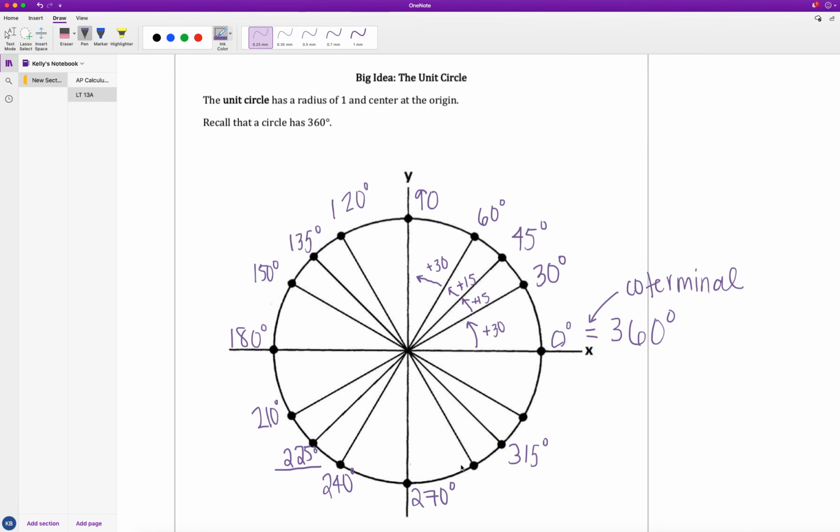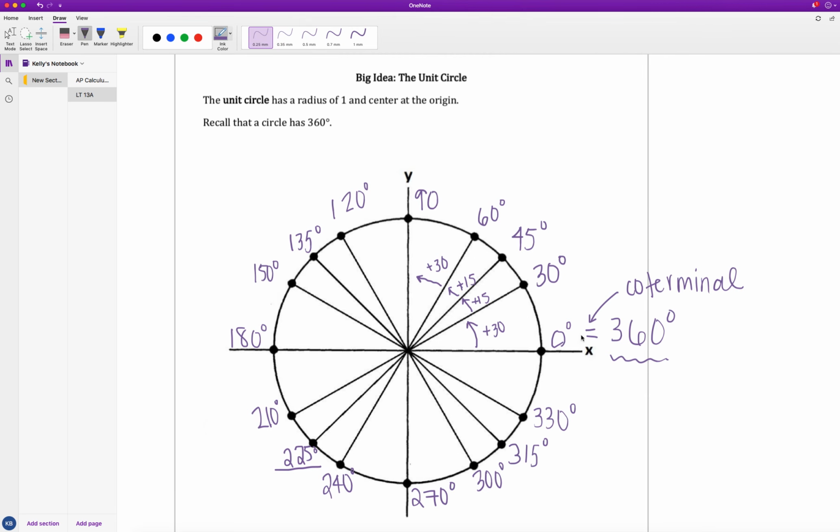Now from here, the last quadrant is going to repeat the same pattern. When I add 30 degrees to it, I'm at 300, which makes sense to get me to 315. If I add another 15, I'm at 330, which to get me all back to where I started when I add 30 degrees to this, I end up at the 360, which is coterminal to 0 degrees.